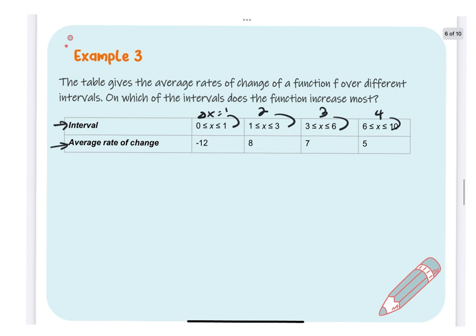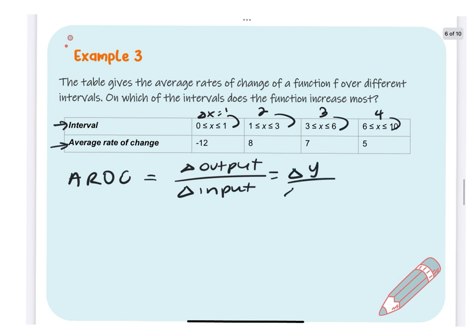But this is not your output. This is the mistake I made yesterday. If it says rate of change, that is your rate of change. So your average rate of change equals the change in output, or the change in y, over the change in your input, or change in x. Change in y, change in x. So if it wants to know what the physical increase is, that is going to be your change in y.